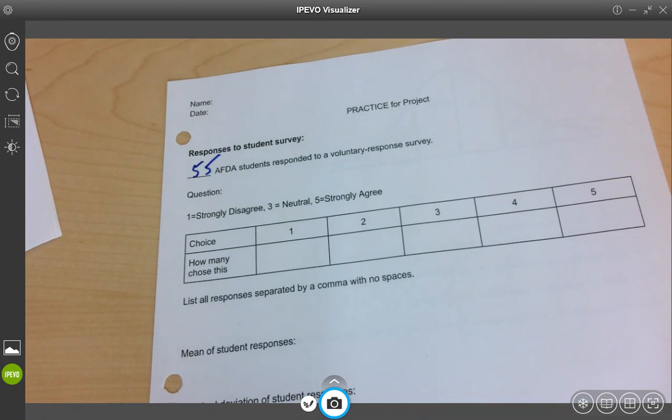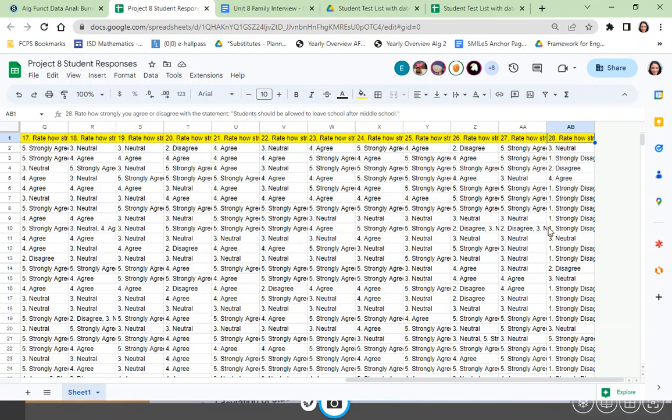So going back, you need to count how many people said 1 strongly disagree, then how many people said 2 disagree. If you would like to work with the people in your group, you can split the task up, say like I'll count the 1s, you count the 2s. And if you don't have anybody in your group, you can feel free to move yourself if you want to do that, or you can just count them all yourself. That's up to you.